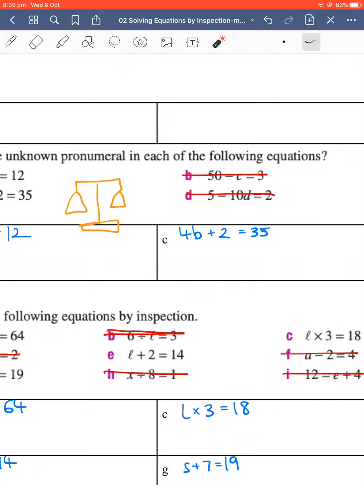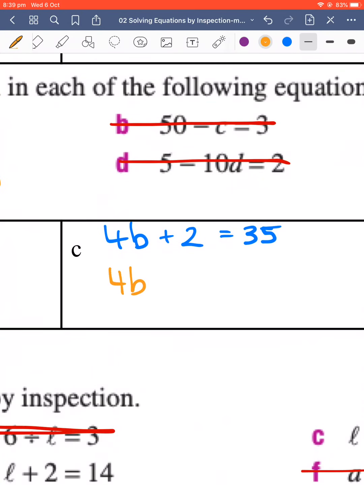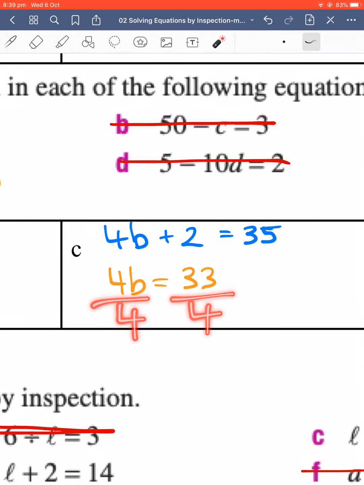Okay, so if I've now got 4b equaling 33, this means that I've multiplied by 4. So let's try to do the opposite, which is dividing by 4. And we've used a little bit of this before, so why not try again? As long as what we do to one side, we do to the other.